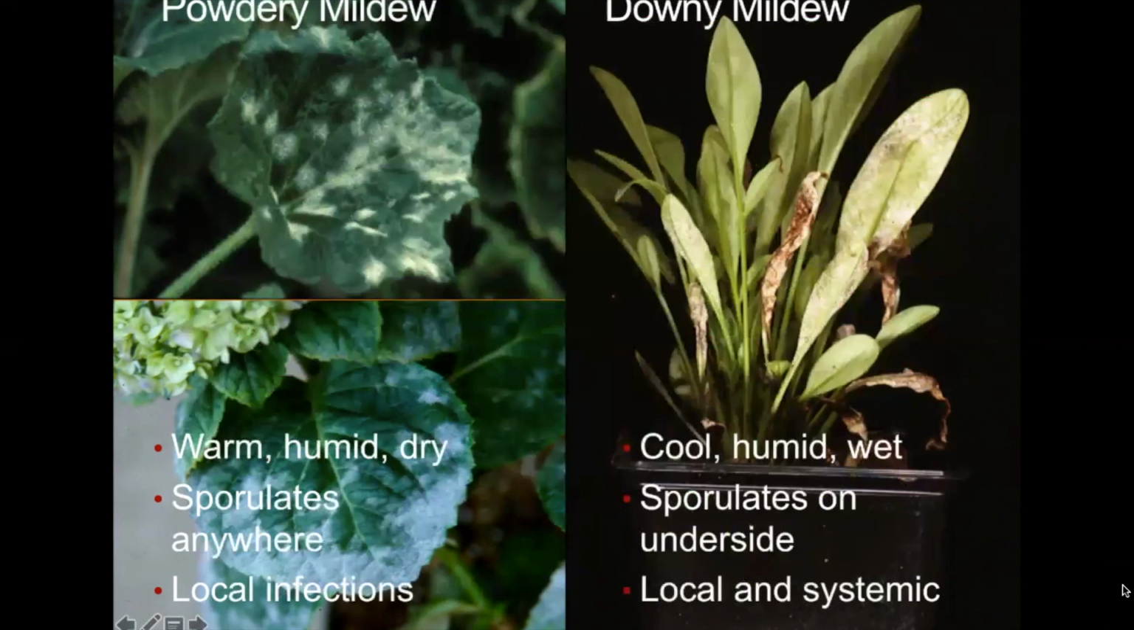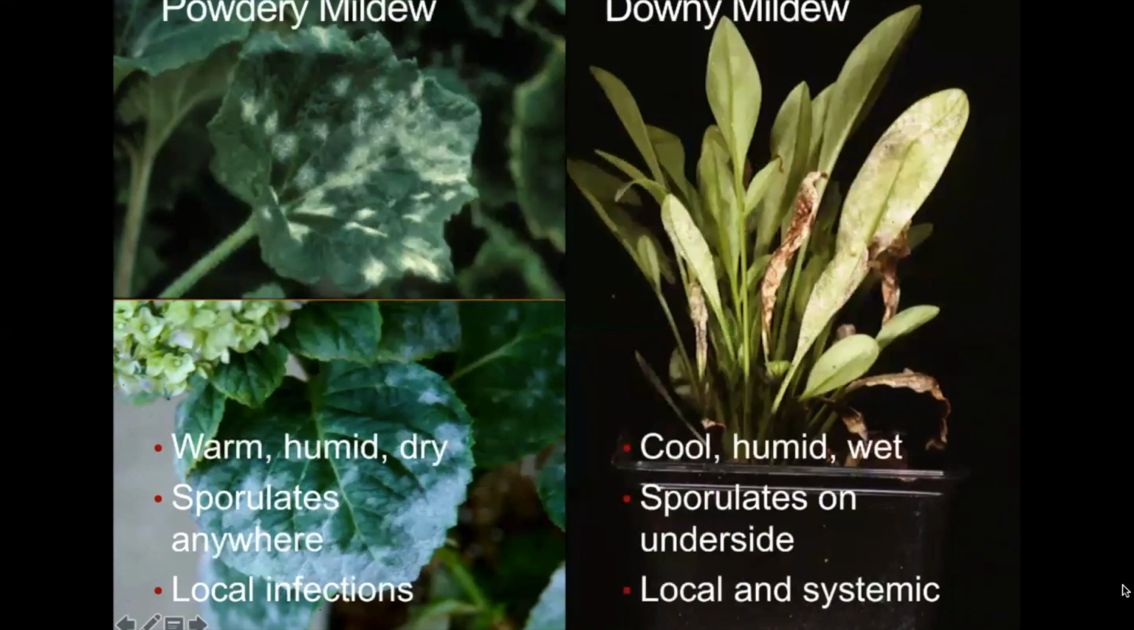And then we have downy mildew, which is very similar to powdery mildew in appearance. People get confused a lot of times. It still has that white furry substance on the foliage, but it's on the bottom of the leaf, not the top. Instead of liking warm, humid, and dry climates, it likes cool, humid, and wet climates. It sporulates on the underside, and it's localized and systemic. So it's localized like powdery mildew, but in this case it's also systemic.